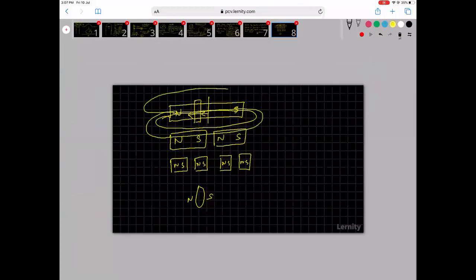Because they form closed loops, unlike in the case of charges, where field lines go from positive and terminate at negative, here it is not only coming in. In case of magnets, it will also be going out. So if you take any area, field lines are coming in, field lines are going out.